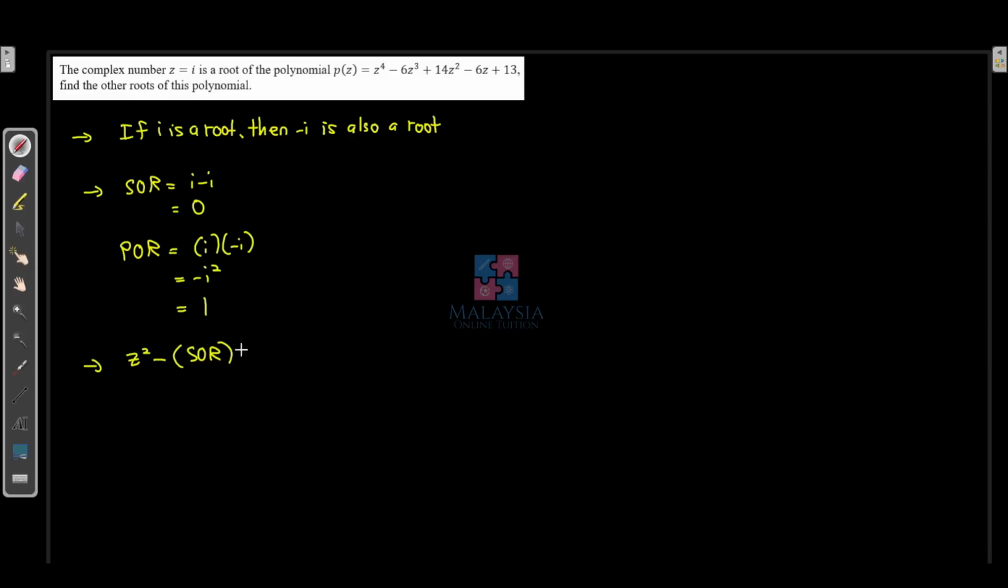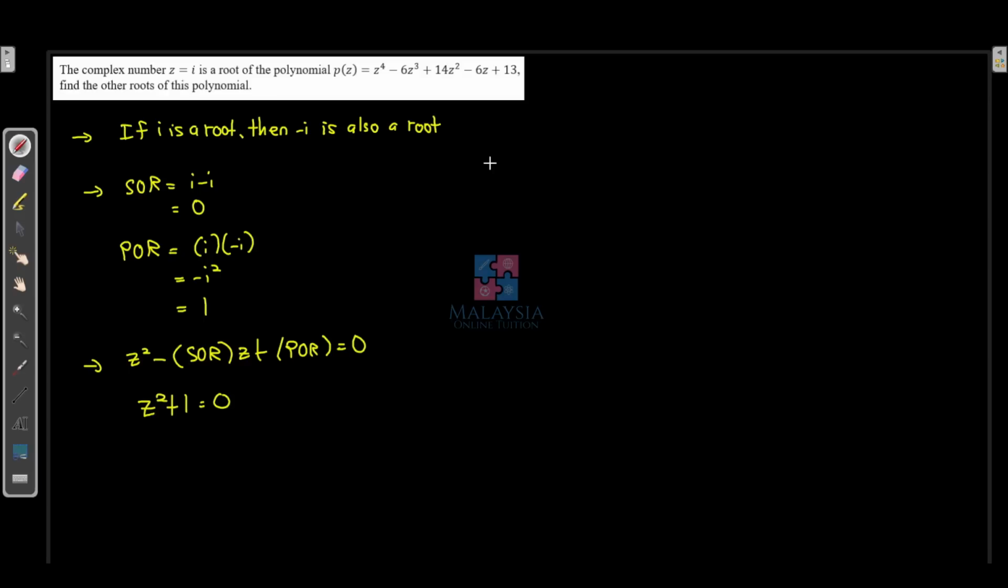the sum of roots z plus the product of roots equals 0, for us to find the divisor for this polynomial, because we want to find 2 more roots, right? Because z to the power of 4 means we have 4 roots. So if we want to find the other 2 roots, we need to use long division first. So the sum of roots is 0 and the product of roots is 1, so we can say z squared plus 1 equals 0 is the divisor that we are going to use for the long division.